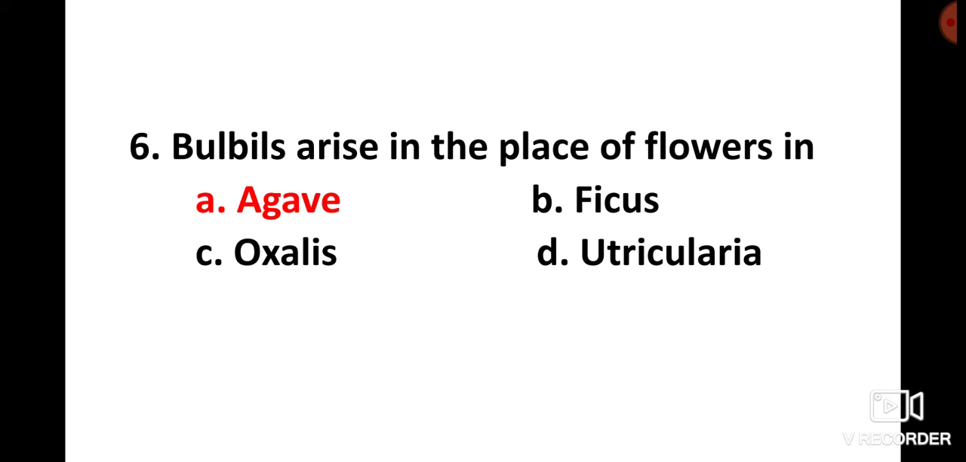Question number 6. Bulbils arise in the place of flowers in. Right answer is A. Agave. In agave, floral buds modified into bulbils. It stores little bit amount of food materials. When bulbil is detached from the parent plant, it grows individually. That bulbil is involved in vegetative propagation.